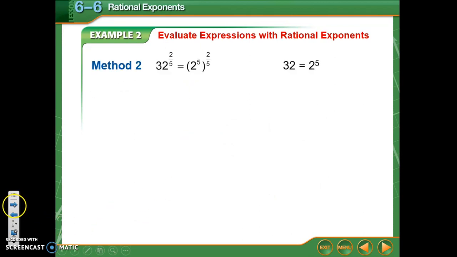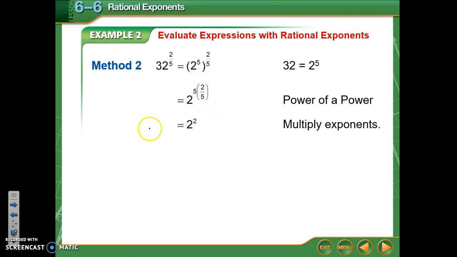All right, I want you guys to try, oh, sorry, I almost forgot about the second method. The second method would be to start by writing 32 as 2 to the 5th, and actually in this case I think this would probably be easier. If you notice that 32 is a perfect 5th power, then I can multiply those exponents. 5 times 2/5 is 2, and then 2 squared is 4. So this section is all about understanding your radical and your exponent rules and being able to rewrite things in different ways to simplify as quickly as possible. All right, you guys try this one.